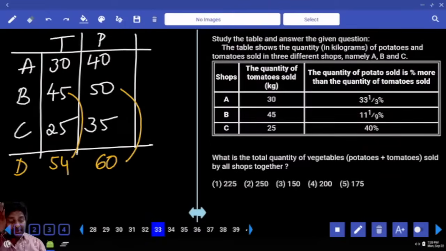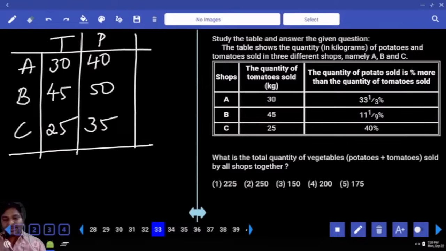What is the total quantity of vegetables, potatoes and tomatoes, sold by all the shops together? All shops together: 45, 25, 70; 30, 100; 40, 50, 90; plus 35, total 225.